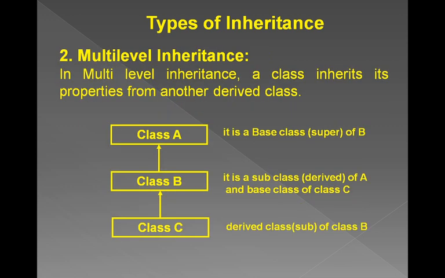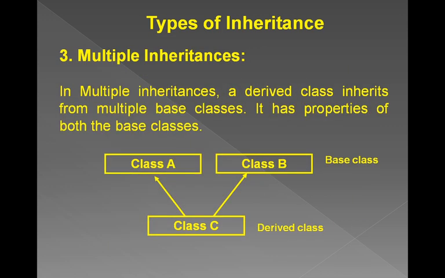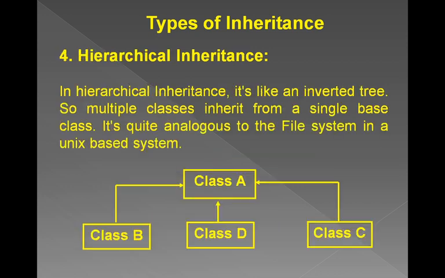Second one is multi-level inheritance. In multi-level inheritance, a class inherits its properties from another derived class. That is, class B will inherit the properties of class A and class C will inherit the properties of class B. Third one is multiple inheritance. In multiple inheritance, a derived class inherits from multiple base classes. It has properties of both the base classes. That is, class C will have the properties of class A as well as class B.